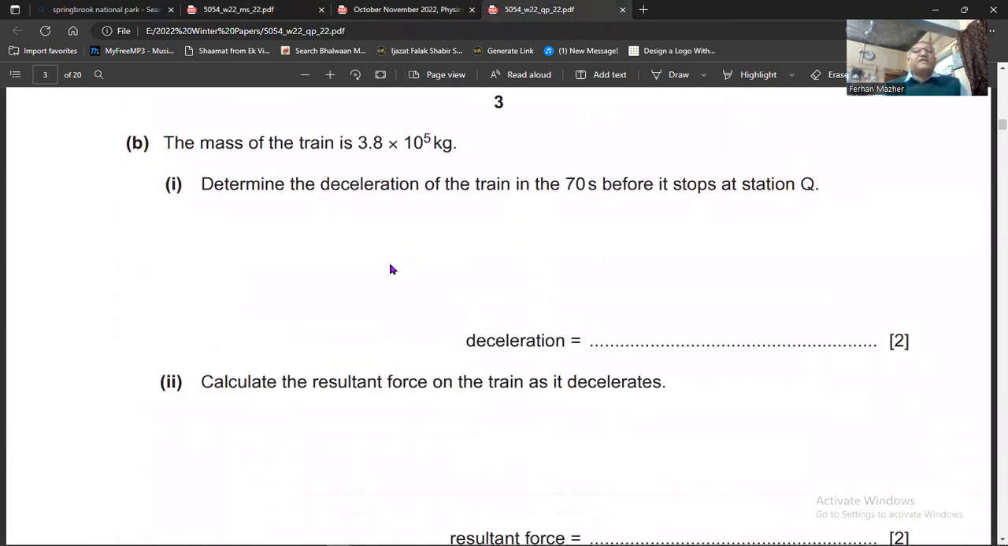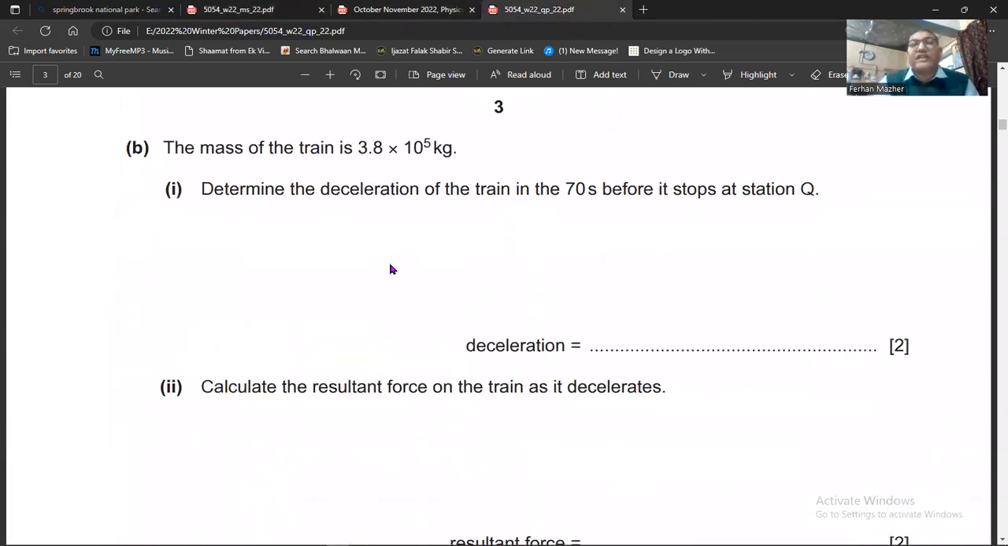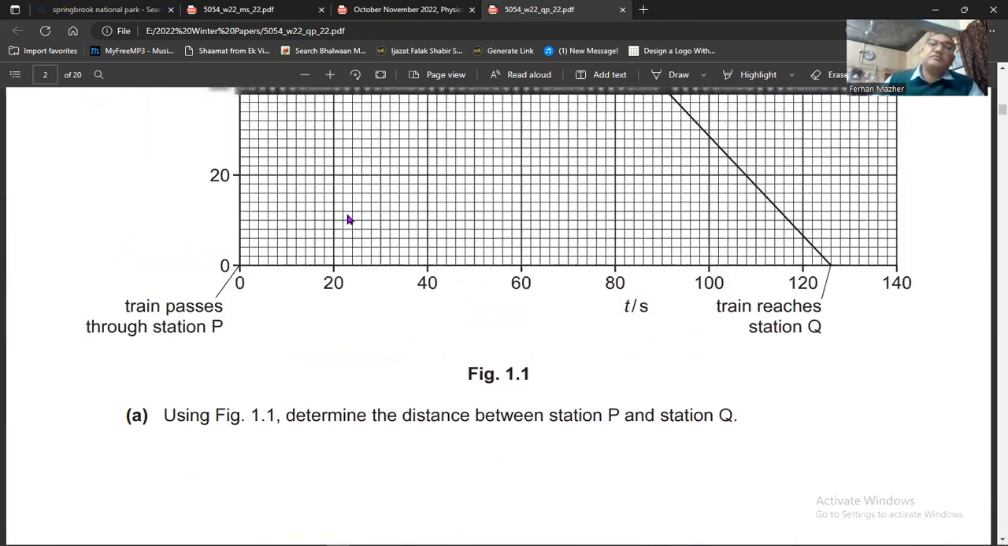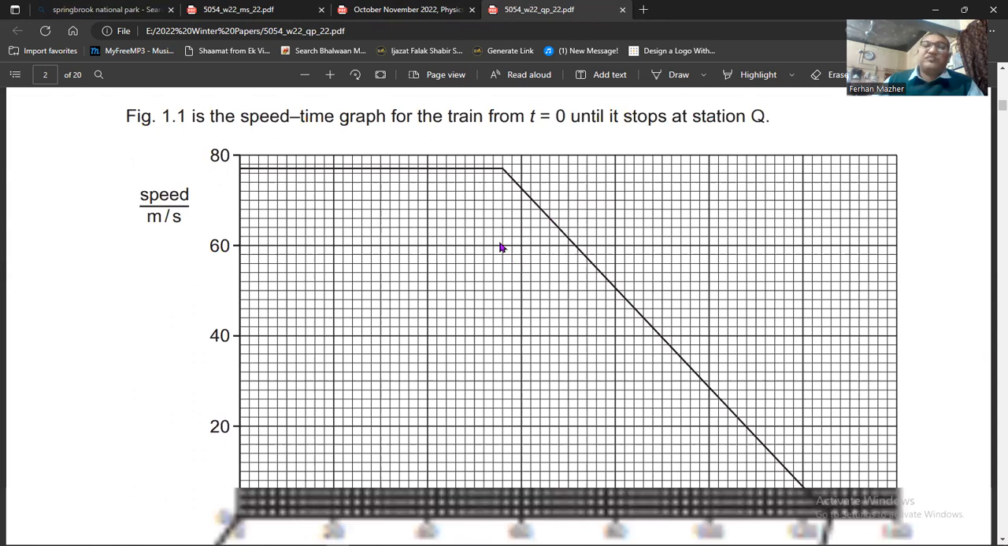Question number 1, part B. He says the mass of the train is 3.8 times 10 to the power 5 kg. The first portion is: determine the deceleration of the train in the 70 seconds before it stops at the station Q. So now we want to find the deceleration. This is the diagram. It's a speed-time graph.